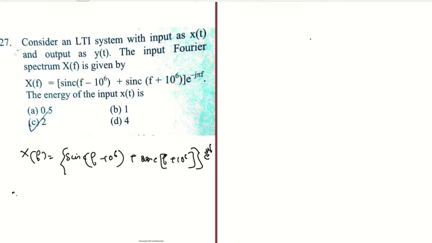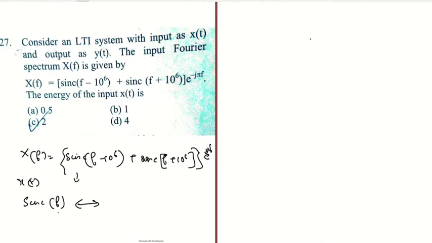Now we have to find our x(t). To find x(t), I am just going to take each of these terms individually. First of all, I am going to take sinc(f). What is the inverse Fourier transform? That is the time domain. We are going to find x(t), right? So we have to convert this Fourier transform into its corresponding time domain signal, x(t).